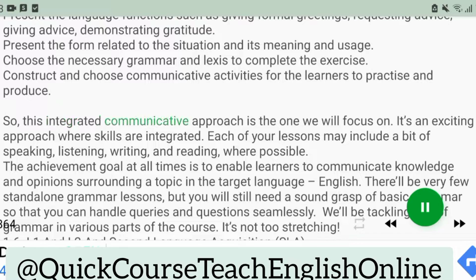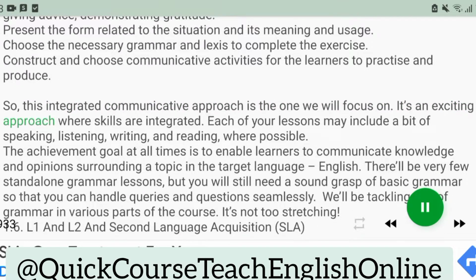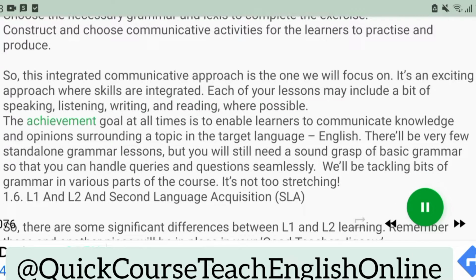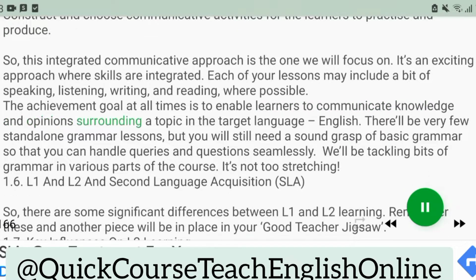So, this integrated communicative approach is the one we will focus on. It's an exciting approach where skills are integrated. Each of your lessons may include a bit of speaking, listening, writing, and reading, where possible. The achievement goal at all times is to enable learners to communicate knowledge and opinions surrounding a topic in the target language, English.